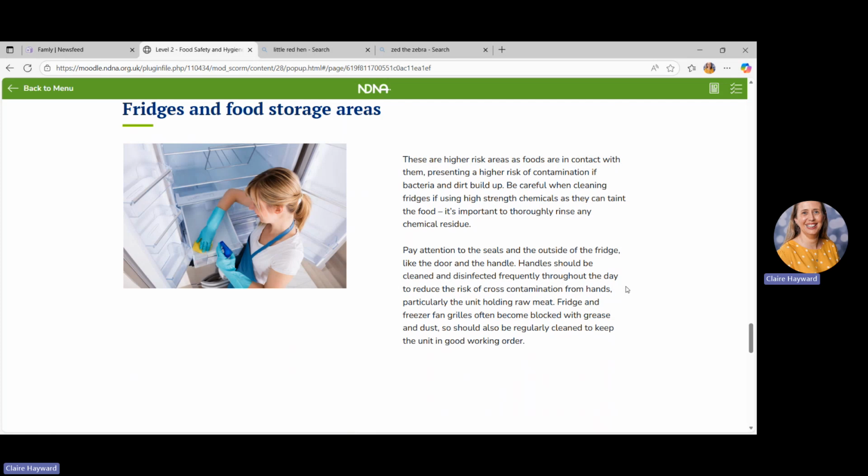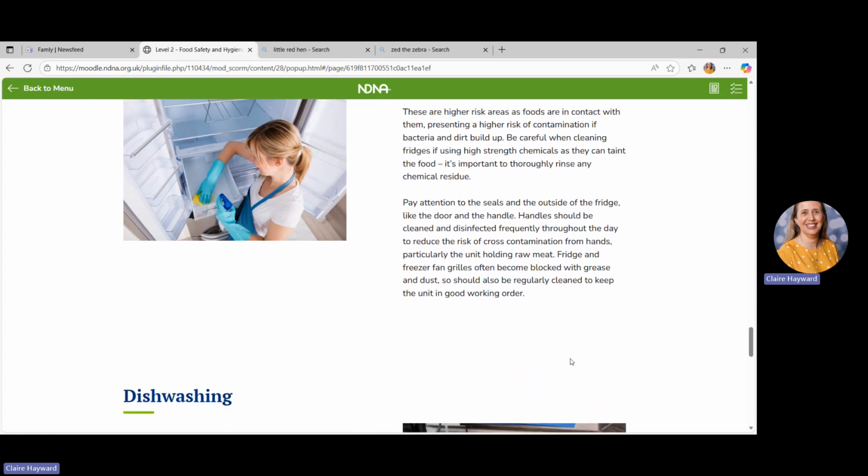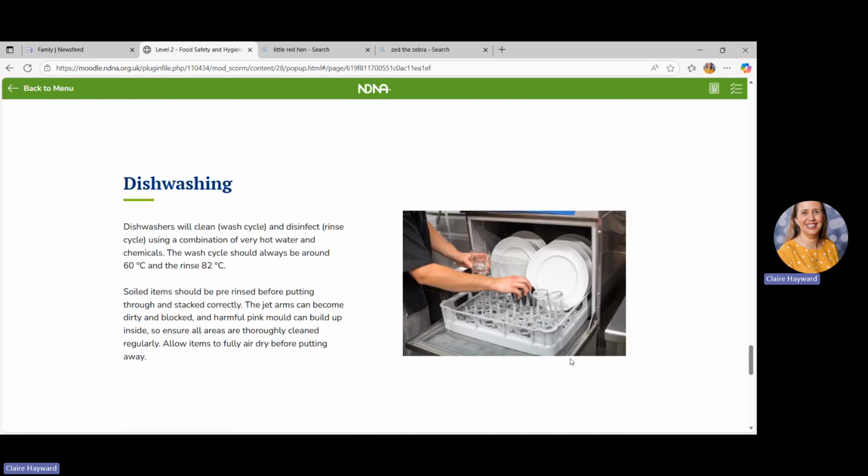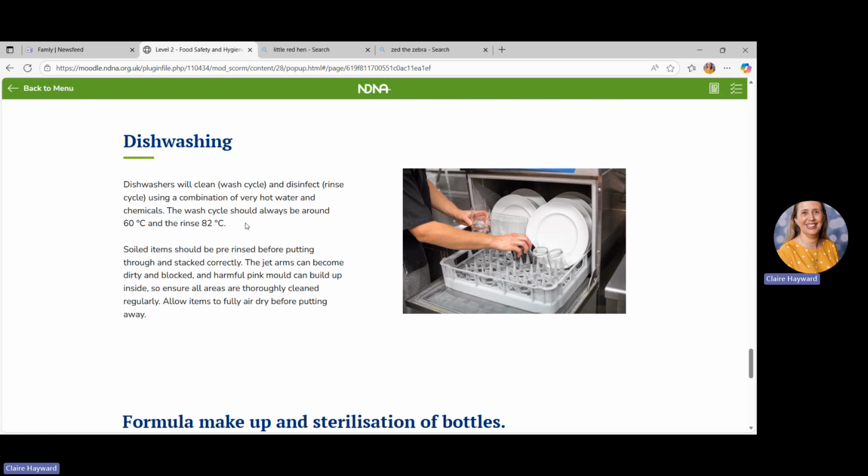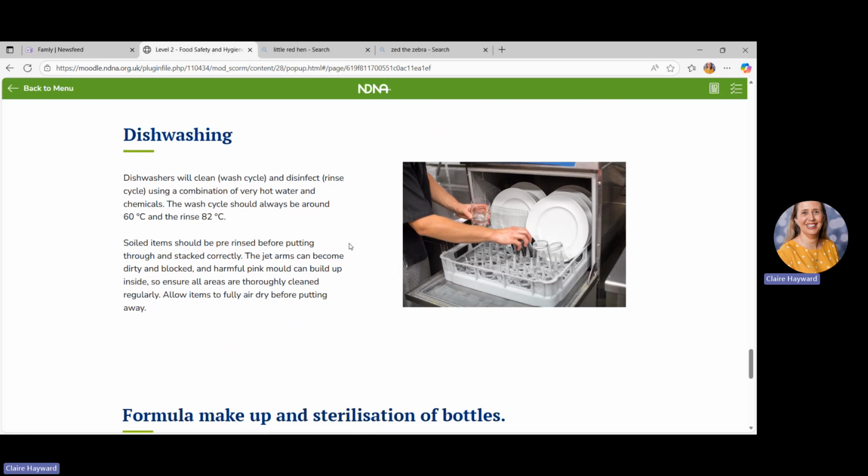Fridge and freezer fan grills often become blocked with grease and dust, so should be regularly cleaned to keep the unit in good working order. Dishwashers also clean and disinfect using a combination of very hot water and chemicals. The wash cycle should always be around 60 degrees and then rinse at 82 degrees. Soiled items should be pre-rinsed before putting through and stacked correctly. The jet arms can become dirty and blocked, and harmful pink mold can build up on the inside, so ensure that the areas are thoroughly cleaned regularly. Allow items to fully air dry before putting them away.